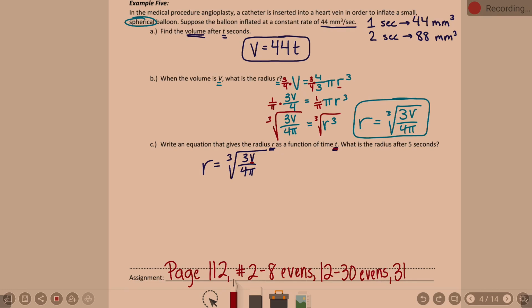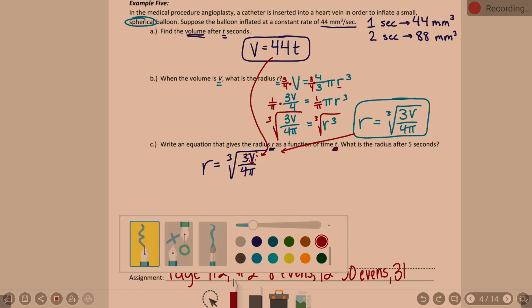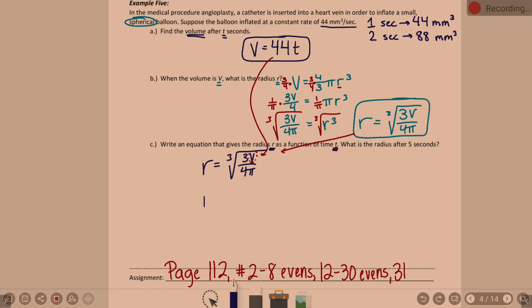What connection do you know between V and t? We know V is 44t. Okay, so we already used that equation. We're going to replace this V right here with 44t. So r is the cube root of 3 times what's V? 44t over 4 pi.